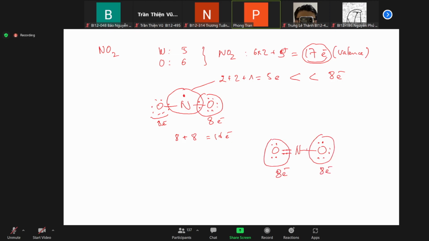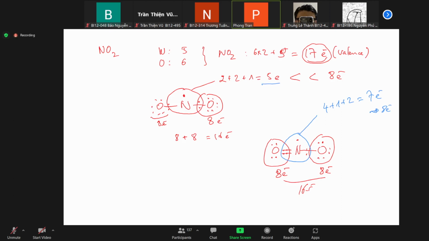And then in total, you still have 16 electrons, so you put the 17th electron here. Now about the nitrogen, you will have a total number of electrons equal to 4 plus 1 plus 2 equal to 7 electrons, closer to 8 electrons compared with the 5 electrons you have in the first solution.